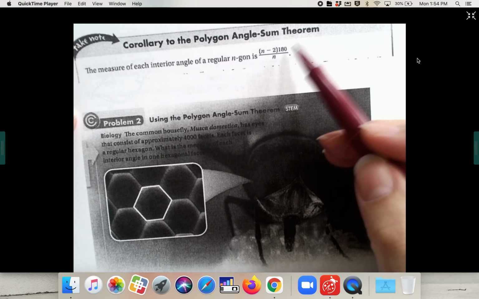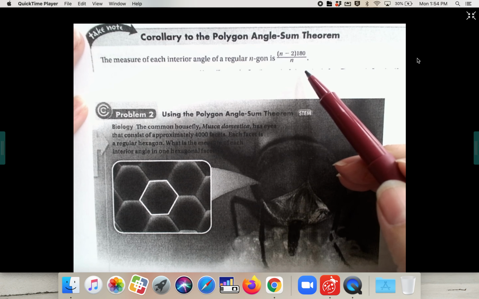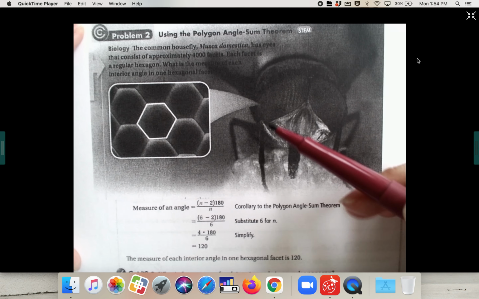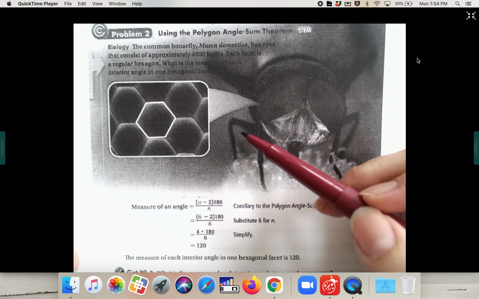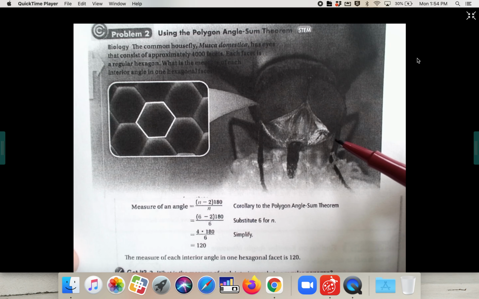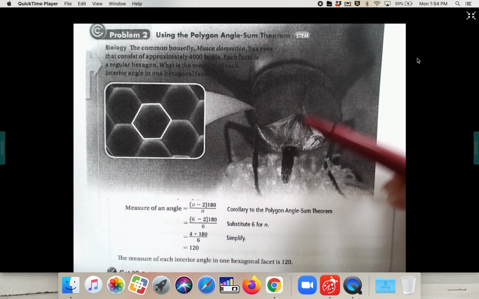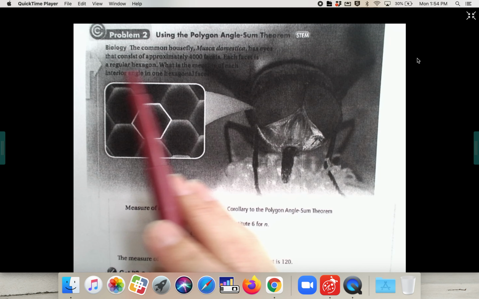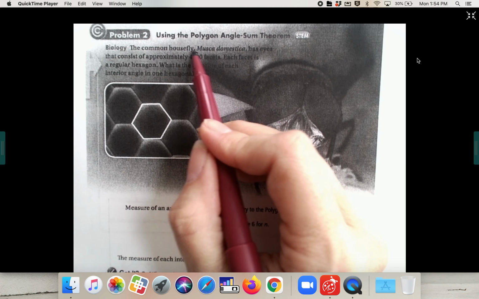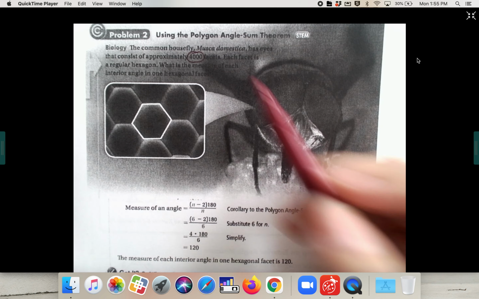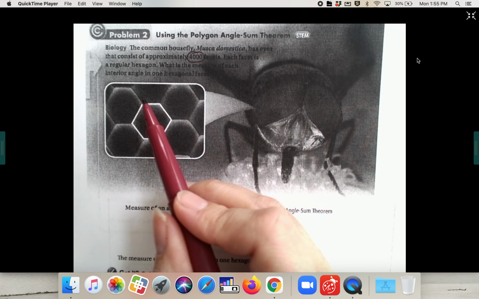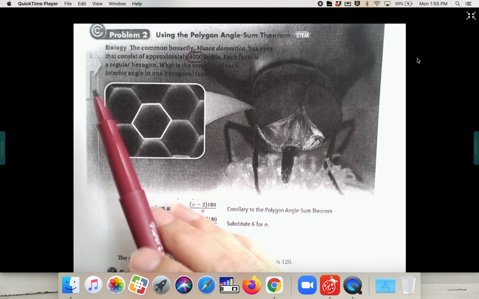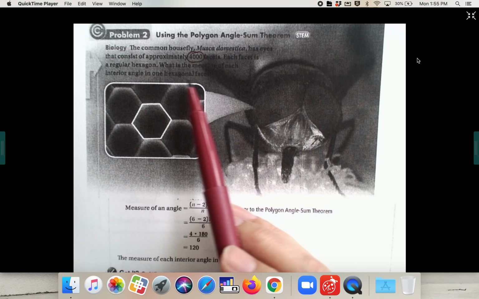This is now moving on to the interior angles of any shape. Let's say it's like one of these eyes of a bee. I think it's a bee. I'm not actually sure. Let's read it and we'll see. It's a housefly. The common housefly has eyes that consist of approximately, this is hard to see, 4,000 facets. Each facet is a regular hexagon, like you can see in this picture here. What is the measure of each interior angle of one hexagonal face?